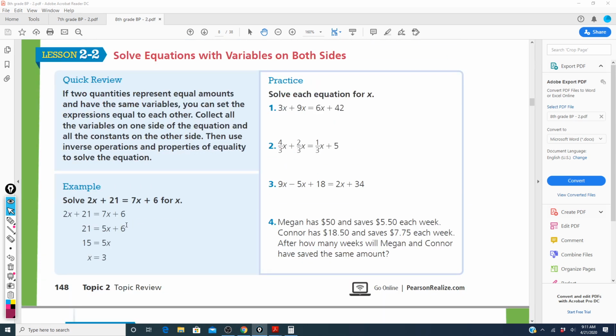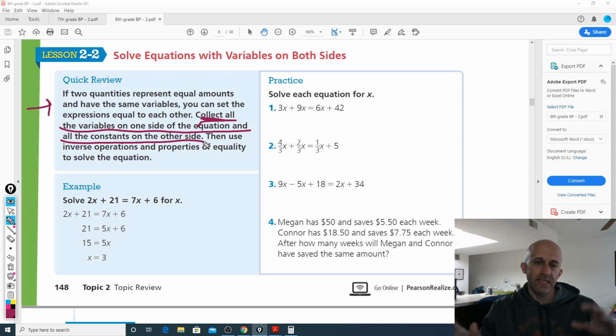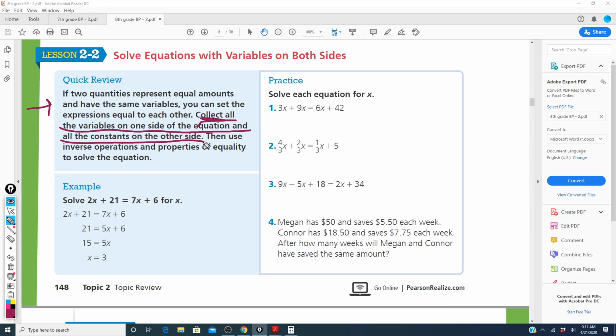So let's roll down to number 2. I won't take too long with this, but just to rehash what we had talked about way back at the beginning. If you have 3x plus 9x equals 6x plus 42, our goal is to get x to one side. It tells you if two quantities represent equal amounts and have the same variables, you can set the expressions equal. You want to collect all the variables on one side of the equation and all the constants on the other side. That's when I would always say, get x to one side. Then use inverse operations and properties of equality to solve the equation.